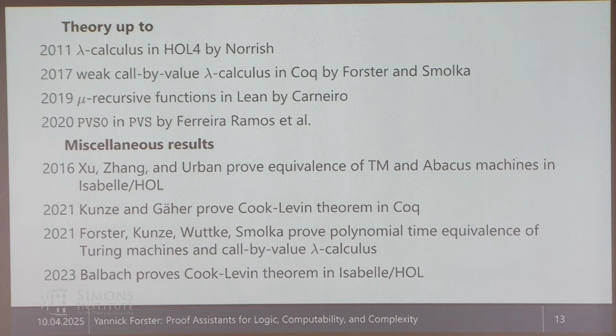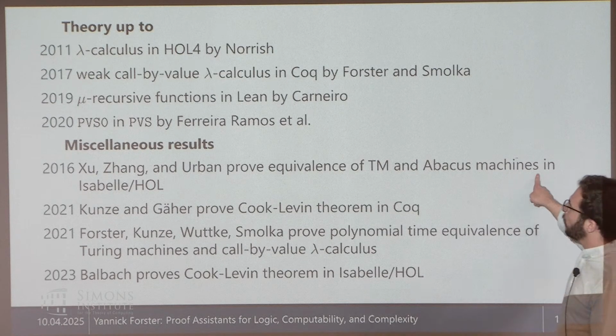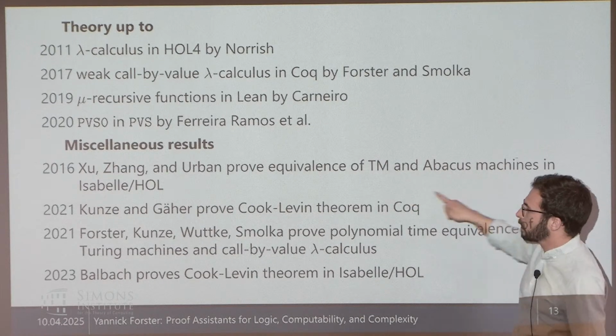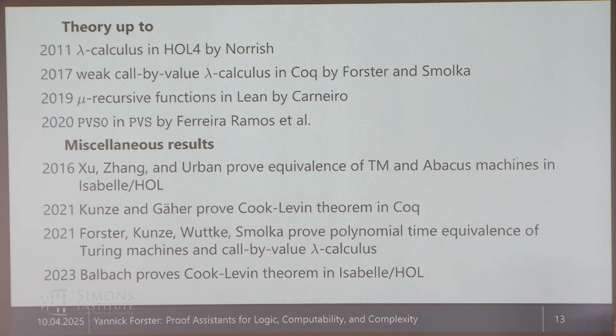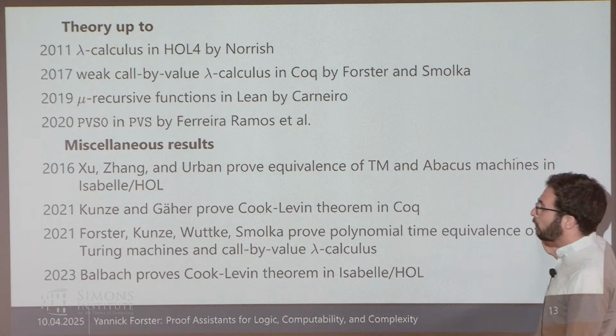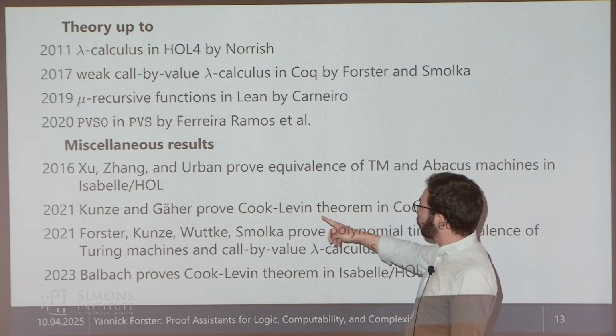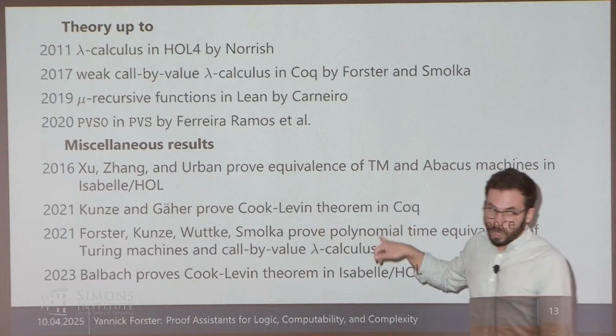I didn't mention an Isabelle-based thing, but it's the next thing. Xu, Zhang, and Urban have the equivalence of Turing machines and abacus machines in Isabelle/HOL. That's one of the papers that says all nice, this was interesting, but nobody should ever do this again. Abacus machines are some kind of counter-register machines, and nobody should ever do that again. There are other results that go further than computability theory. Fabian Kunze and Lennard Gäher have a proof of the Cook-Levin theorem in Coq.